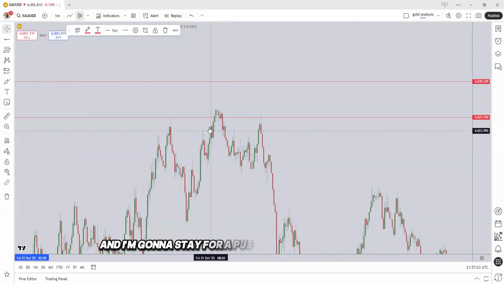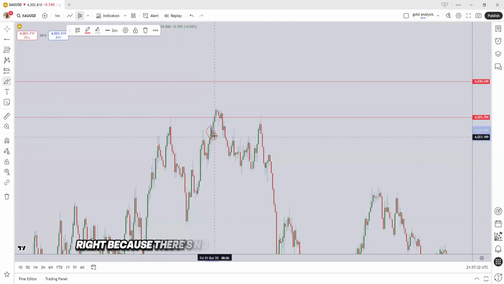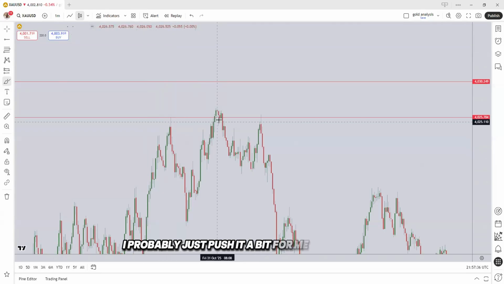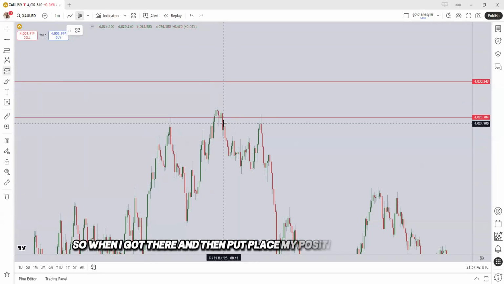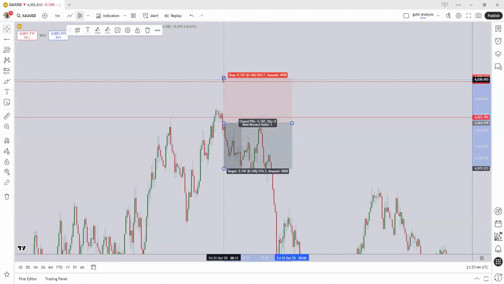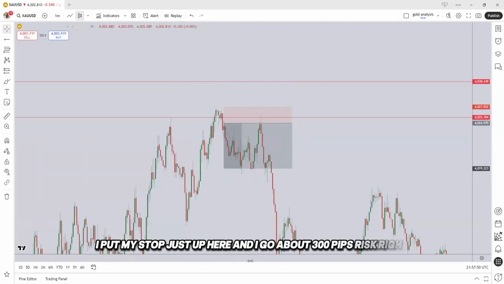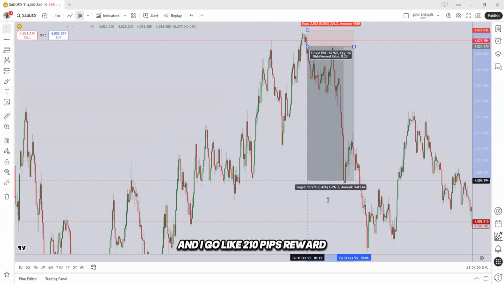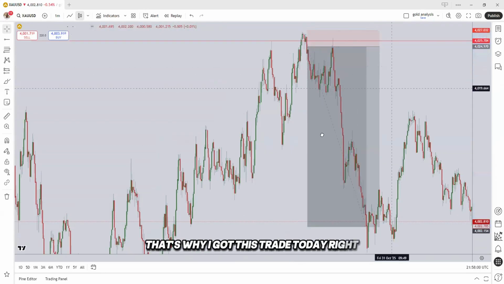I'm waiting there for the pushback because of this level, because of this low level, right? Because there's no how market will definitely react a bit and probably just push it up a bit for me to enter here. So when I got there, and then placed my positions, and then I sold and put my stop just up here, and I got about 20 pips risk, right? And I go like 210 pips reward. That's how I got this trade today, right?